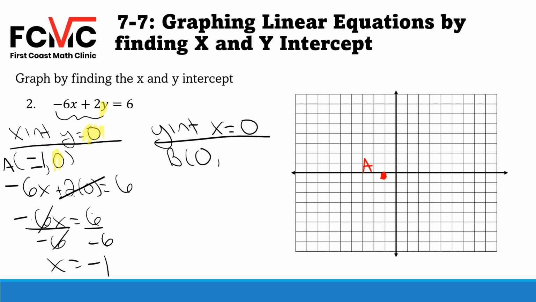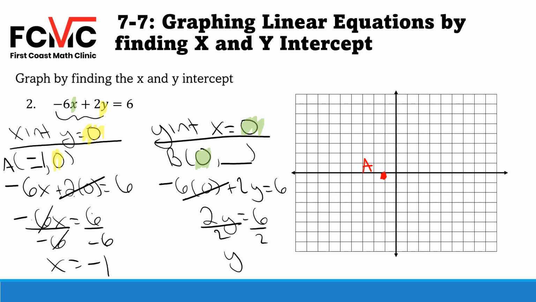So I'll start by filling in the x-coordinate, which is 0, and we want to figure out that y-coordinate. So we're going to take that value for x, which is 0, put it in for x, and solve for y. So in our equation, we're going to have negative 6 times 0 plus 2y equals 6. Negative 6 times 0 is 0. So we're left with 2y equals 6, divide by 2, divide by 2, and I get y equals 3, because 2 divided by 2 is 1.